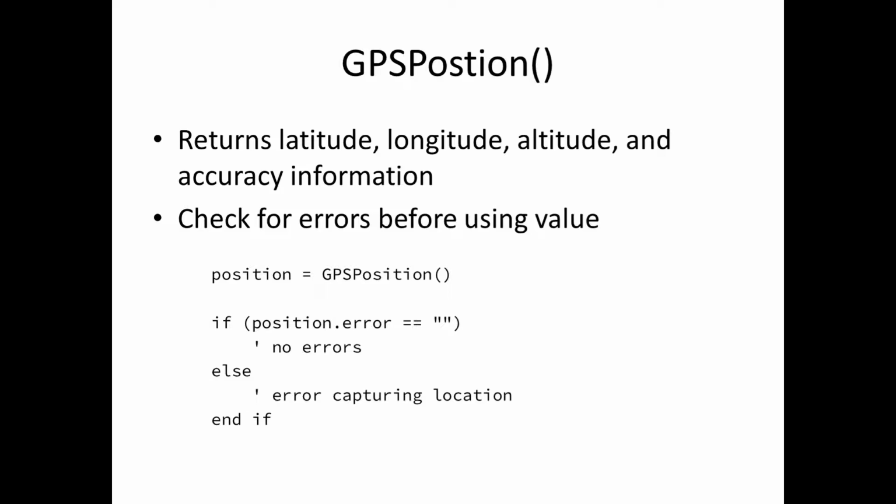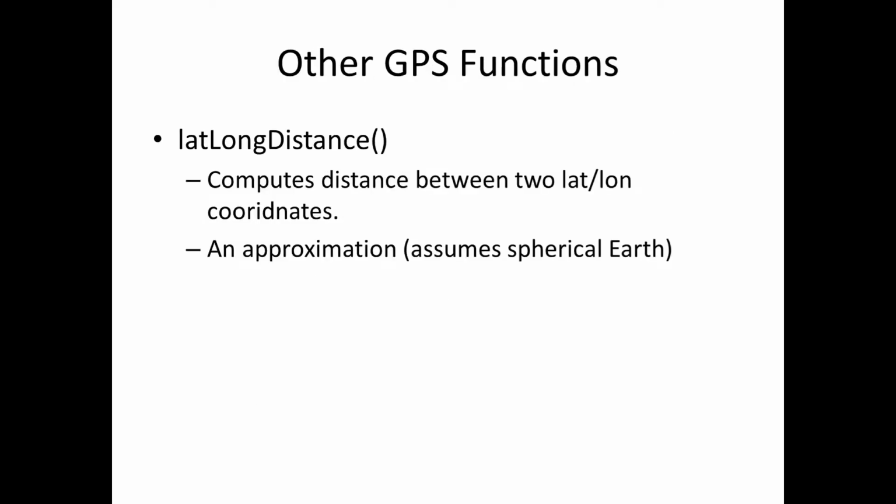And from there, you can go through and read all the values out of the object that gets returned from the function. In addition to the GPS start, stop, and position functions, we also have one called lat long distance. This computes the distance between two latitude and longitude coordinates. There are two versions of this function. One takes two sets of latitude and longitude values as individual parameters. So you have your latitude 1, longitude 1, latitude 2, longitude 2, or you can pass them in as two strings that contain the lat long separated by a comma.